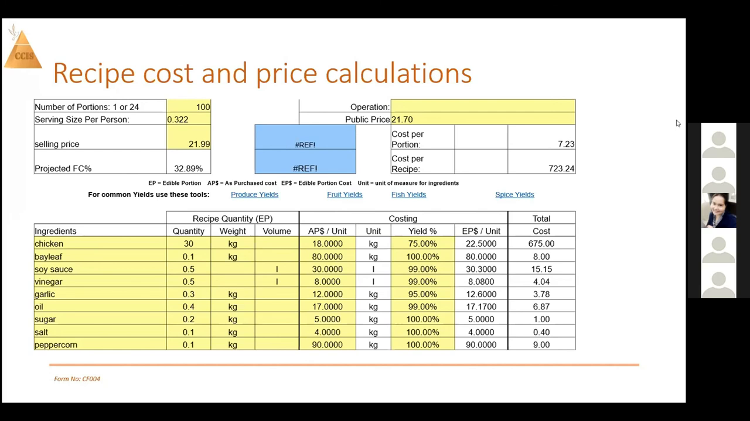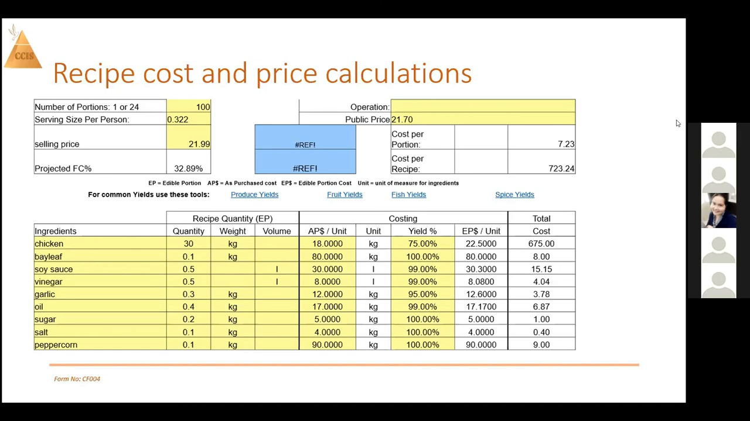Now, in this recipe format, there's going to be calculations already put in for you. So in the edible portion price per unit, there's already a calculation that allows for the difference in yield from 100% and under. So basically, you'll see your as purchase was 18 dirhams a kilo for the chicken, for this example. Yield is 75%, so now the edible portion price is 22.50. So it's taking into account that 25% that you are not able to use. Then there's a calculation for the 30 kilos you've done, and then it gives you the price. So it does the same thing for all the items.